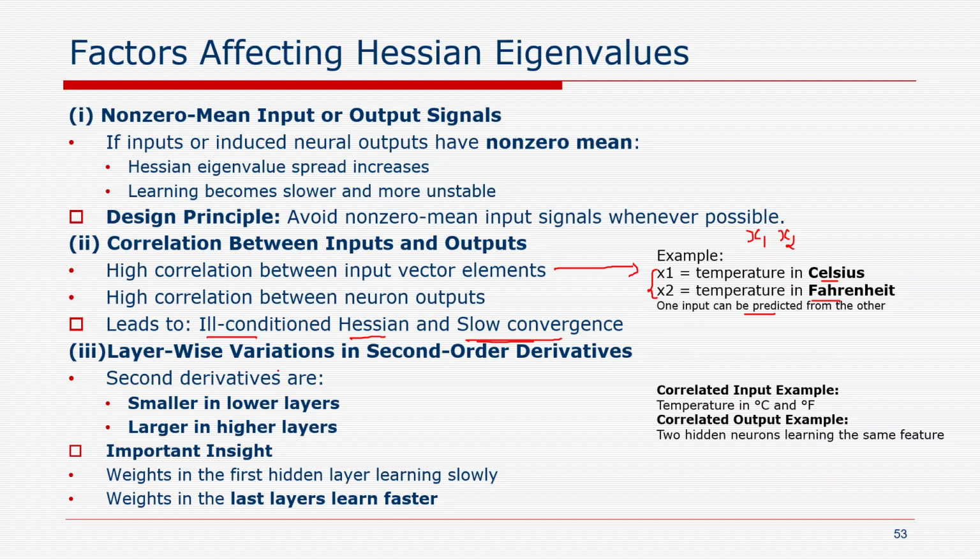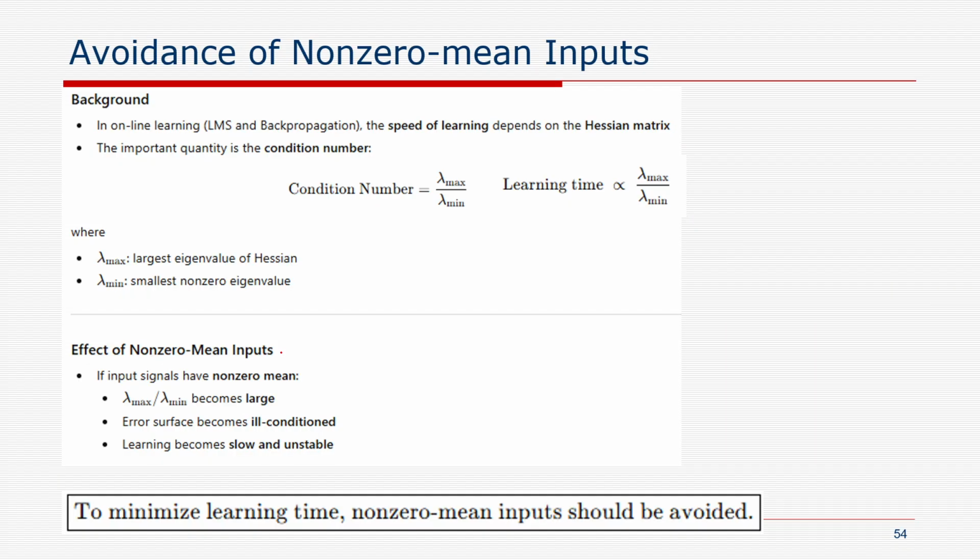Next is layer-wise variations in second-order derivatives. Second-order derivatives are smaller in lower layers, larger in higher layers. The weights in the first hidden layer learn slowly. If there are smaller second-order derivatives in the lower layer, learning will become slower. Weights in the last layer learn faster. If there are larger second-order derivatives in the higher layer, the learning is going to become faster. That is, these are the factors which will affect the Hessian eigenvalues.